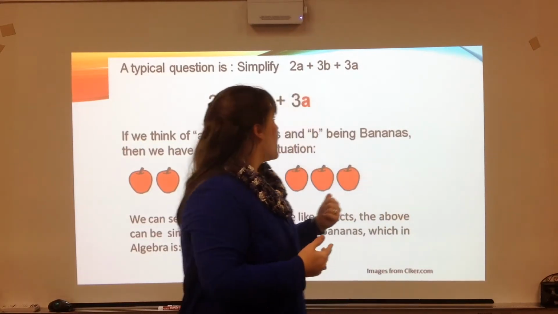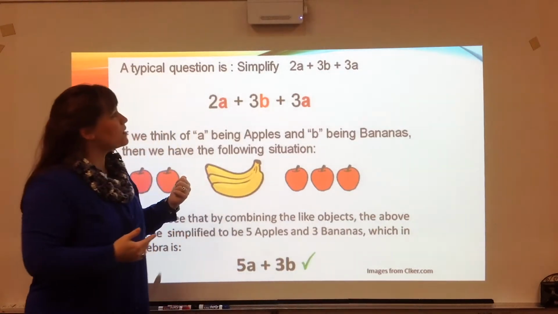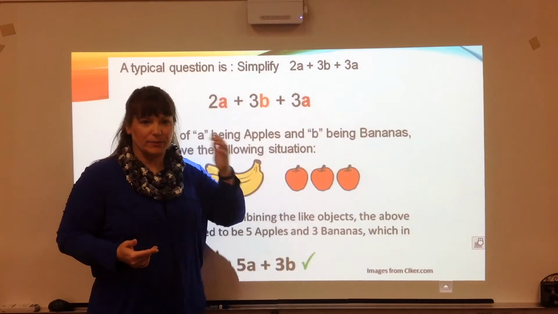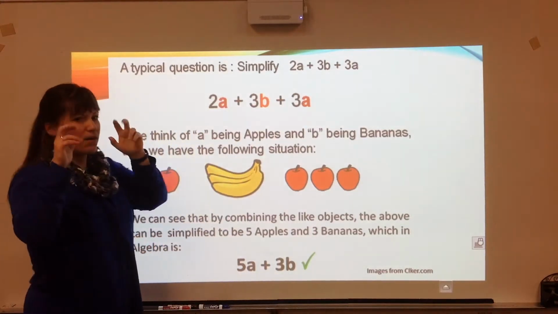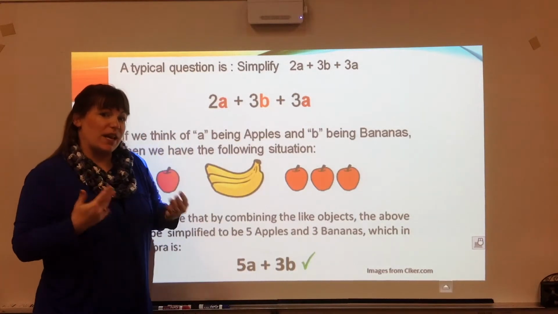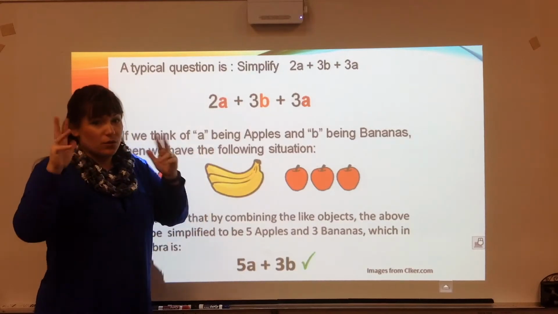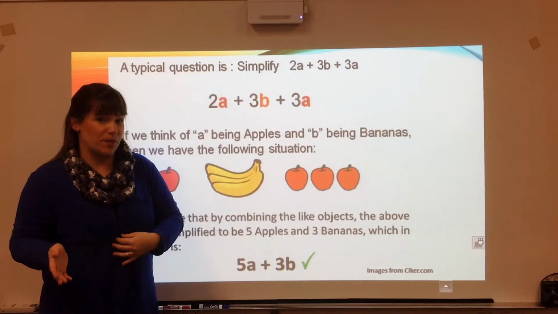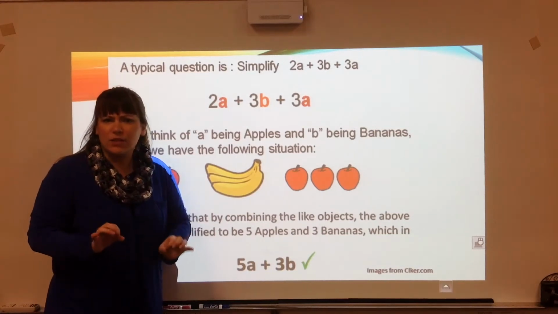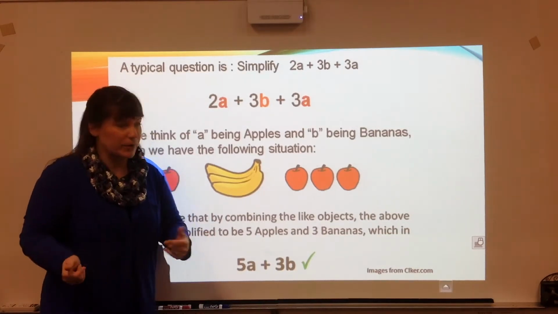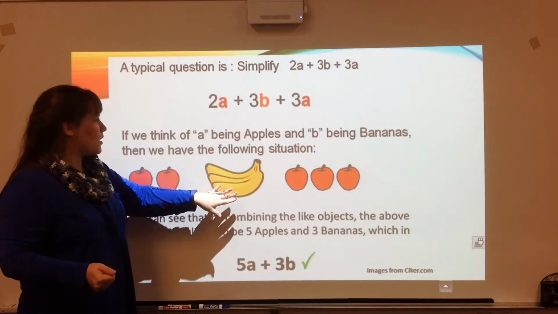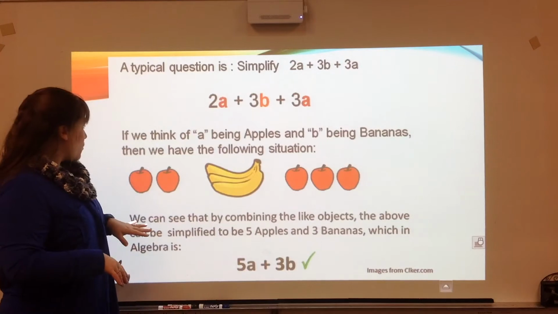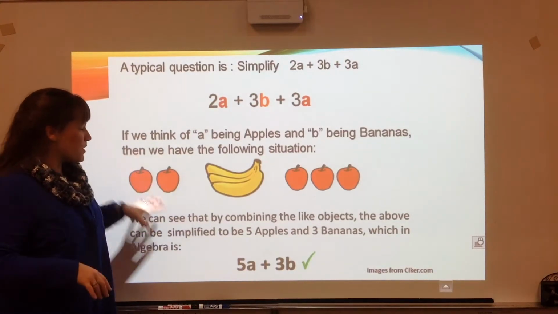So here I have an expression. This is something that you might see, 2a plus 3b plus 3a. So we can think of A representing apples and B representing bananas. So those are variables, meaning standing for something. But instead of a number, let's first think about the variables as standing for fruit. So here we have 2 apples and we have 3 bananas and we have 3 more apples. So we have this situation going on.